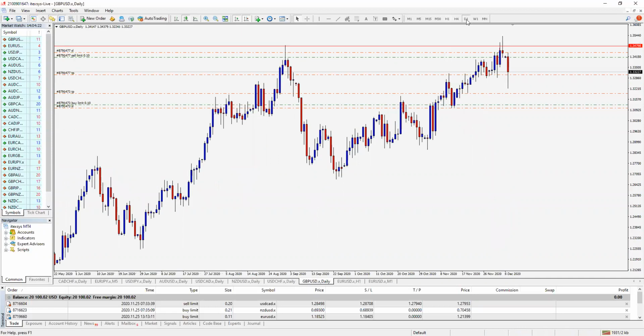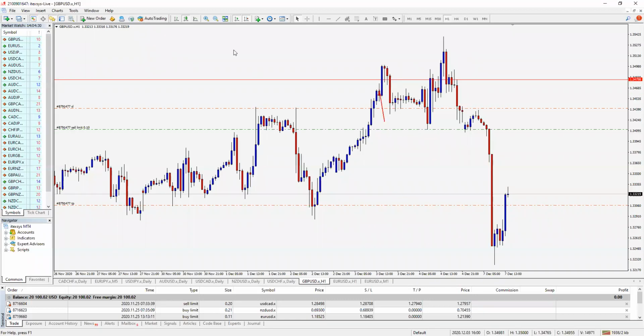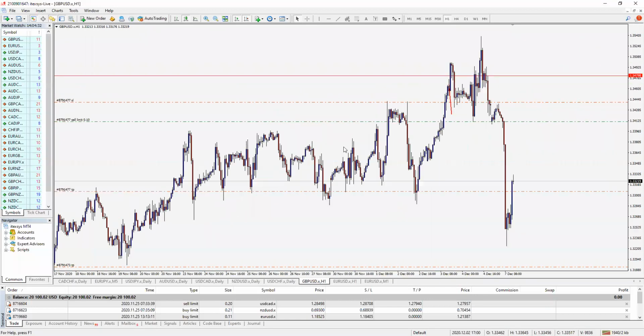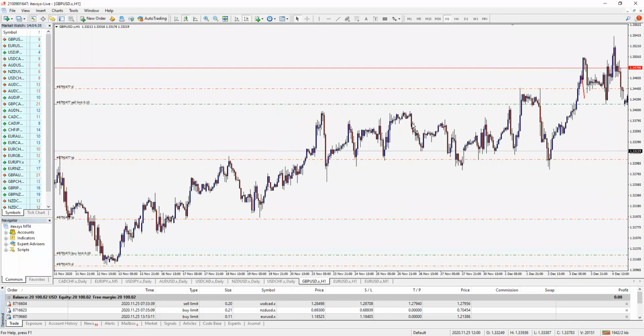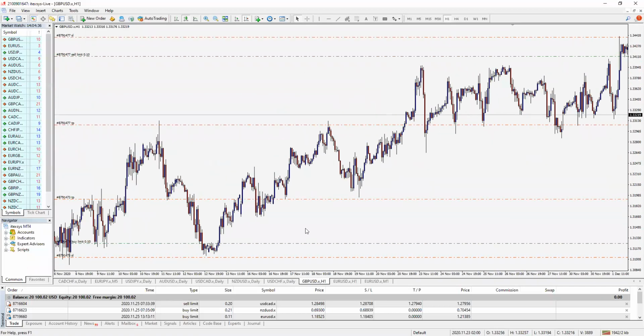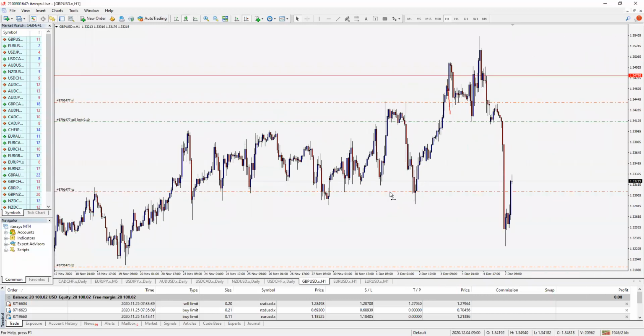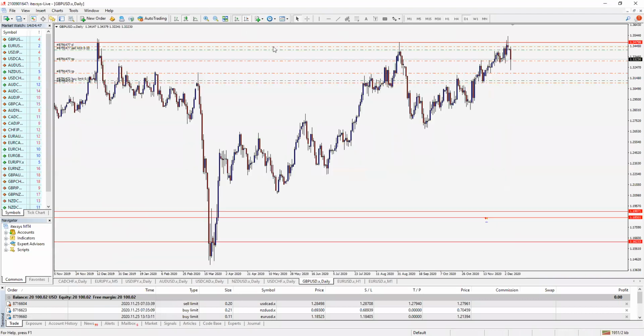But of course, our bias is still bullish. So we can look for demand areas down here, and we can look for buying opportunities. It's not as clear a bias as the Euro USD, but the overall bias, at least what I see, is this big bullish trend.